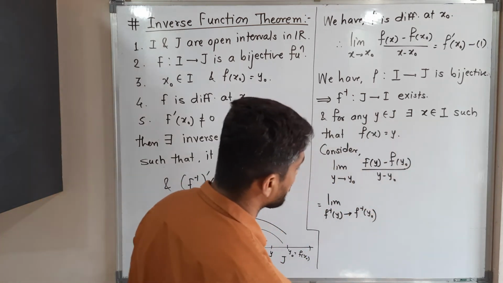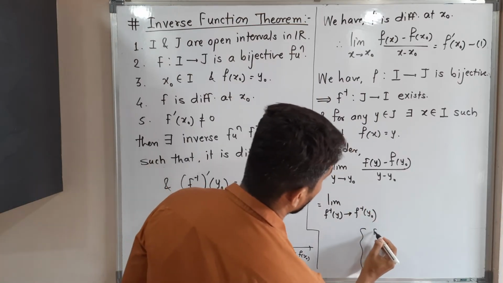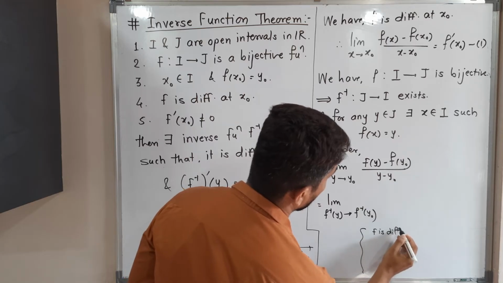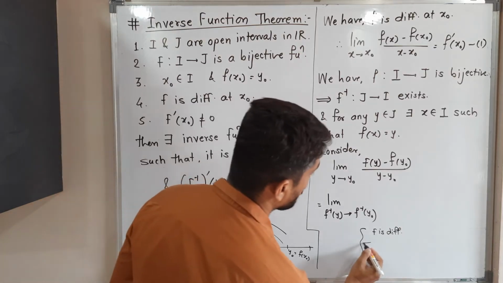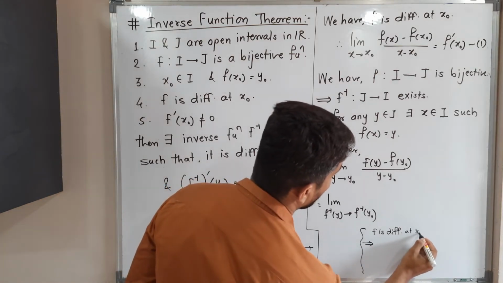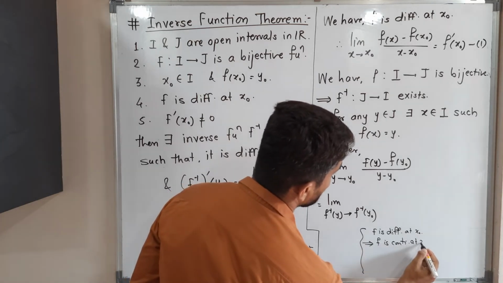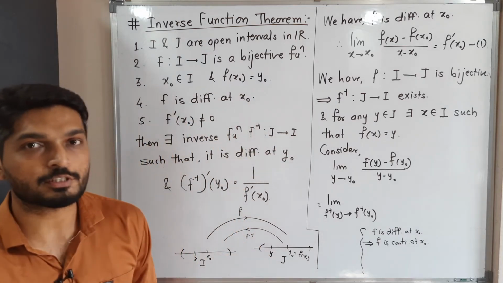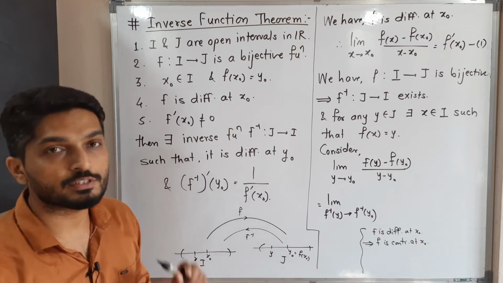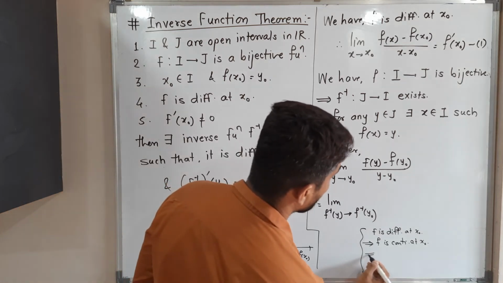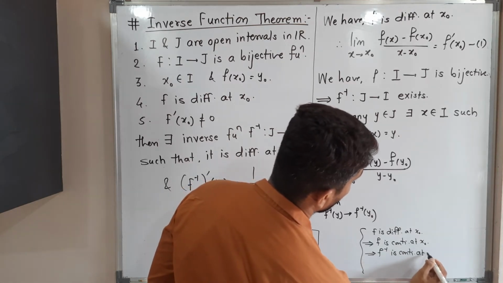So let me write a reason here. What we have, f is differentiable. We know that every differentiable function is continuous, so that's why f is continuous, differentiable at x naught. Okay, so f is continuous at x naught. Since we know the result, every differentiable function is continuous. As f is continuous at x naught, f inverse will be continuous at y naught. So this implies f inverse is continuous at y naught.